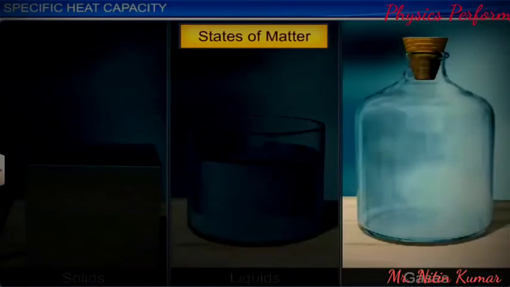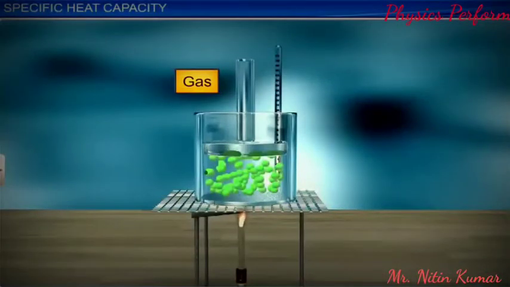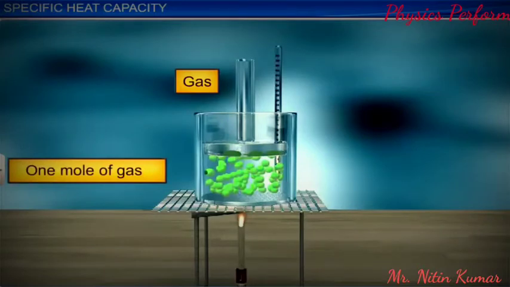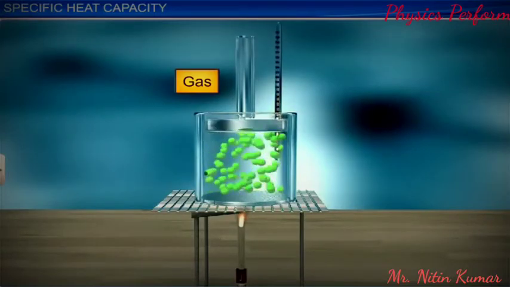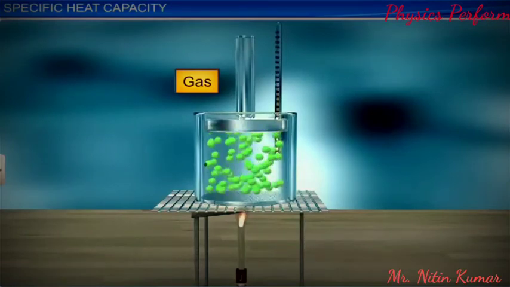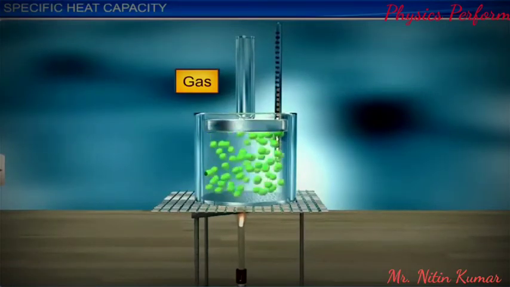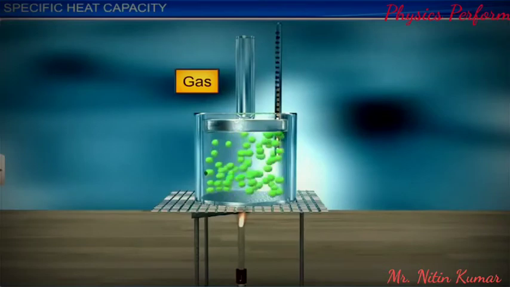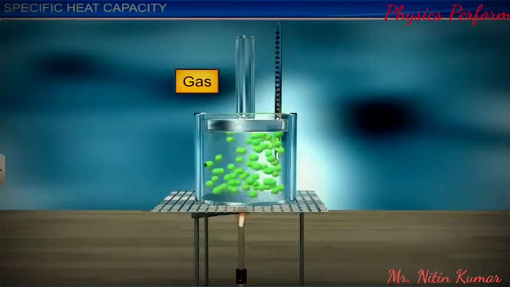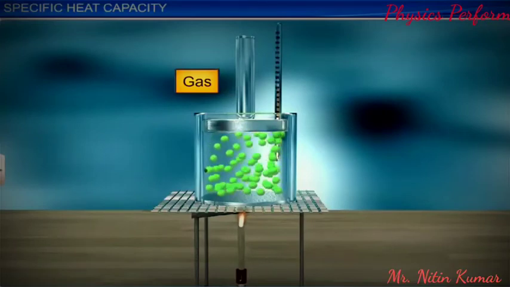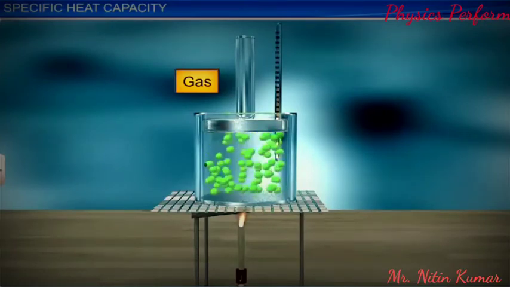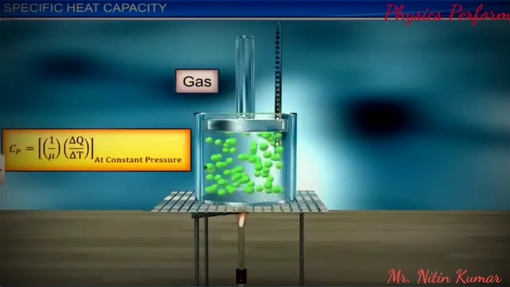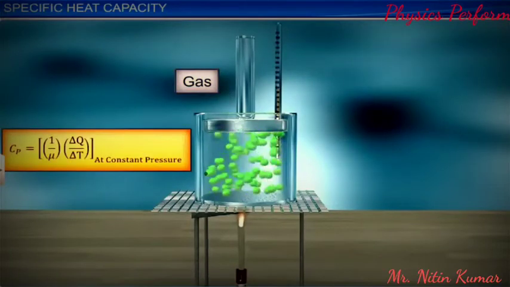But for gases, the heat required to raise the temperature depends on the process involved. If we heat a gas by keeping its pressure constant, then the heat delta Q required to raise the temperature of 1 mole of gas by 1 unit is called its molar specific heat capacity at constant pressure and is denoted by Cp. Cp is equal to 1 by mu into delta Q by delta T at constant pressure.